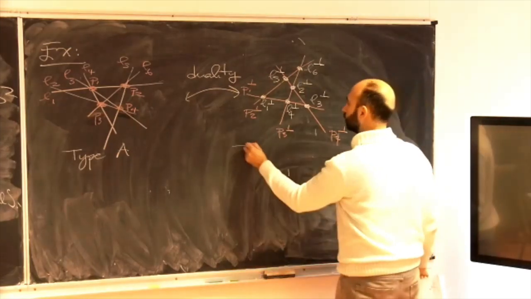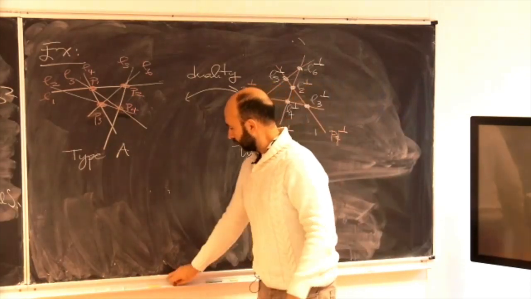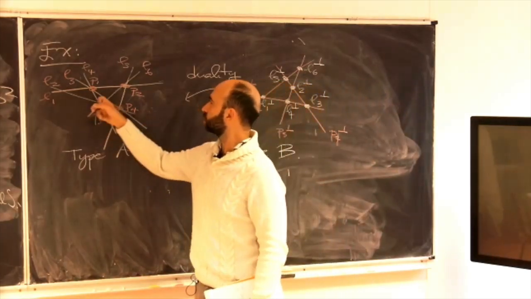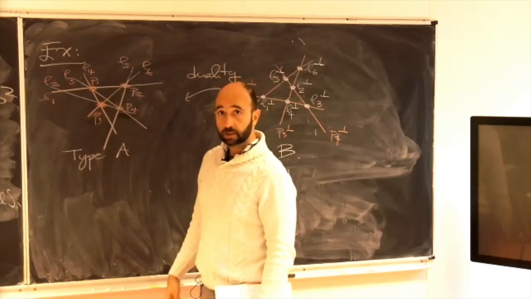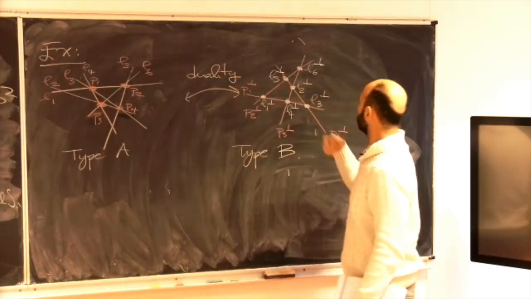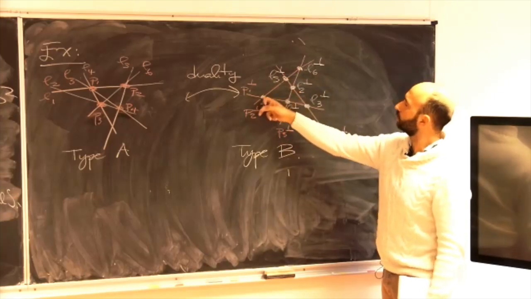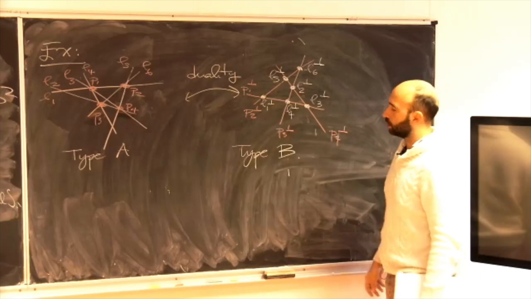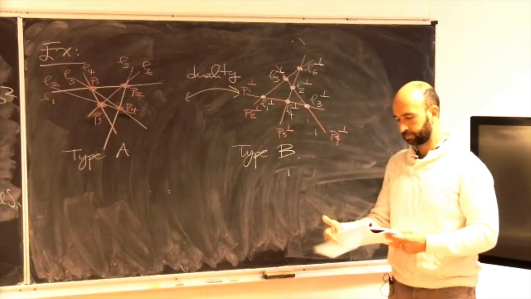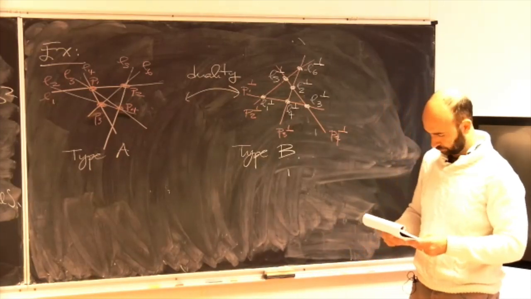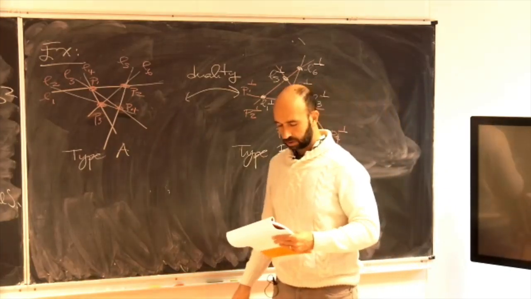So this is now type B. There is a clear distinction between the two types. Here, some intersection points are not marked. All regions that you can see are triangles here. Here, all intersection points are marked, but you don't have to have triangles. You might have other quadrilaterals or other polygons in this picture. Okay, so this is all I want to say about duality.